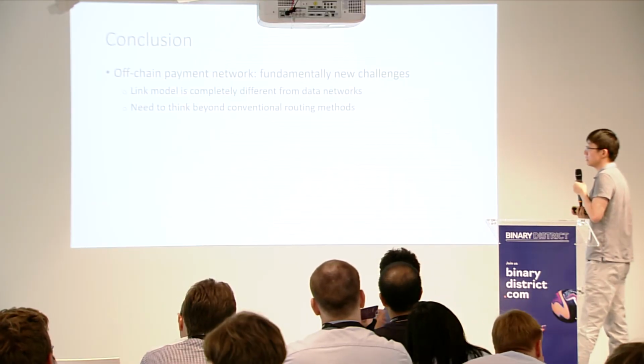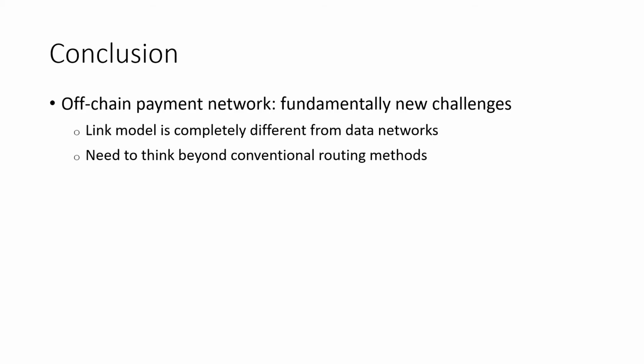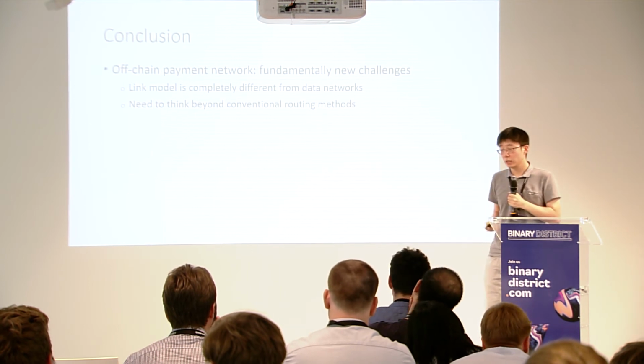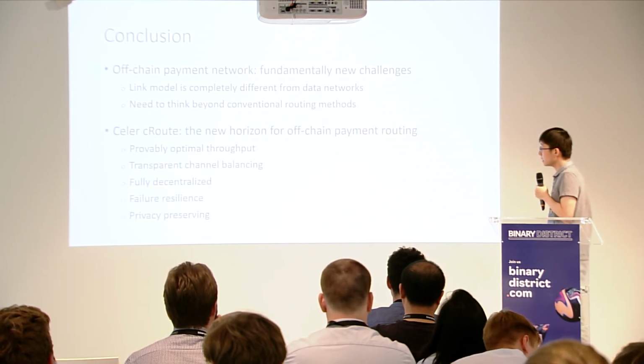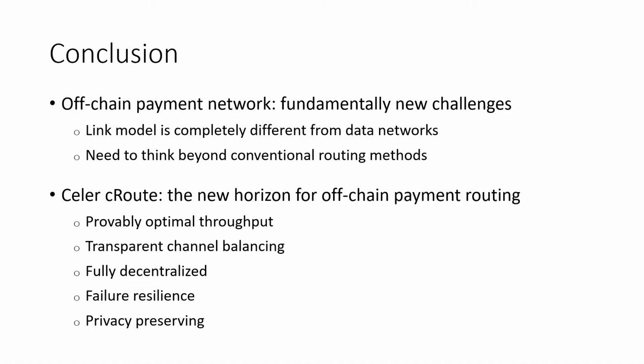So in conclusion, I want to re-emphasize that off-chain payment networks actually have fundamentally new challenges. It's because the link model is completely different from the data network. So we need to think beyond the conventional routing protocols that people have studied for decades for wired data networks. So Celer Network proposed a new perspective with optimal throughput, transparent channel balancing, fully decentralized, failure resilience, and privacy preserving. Of course, this is not the end of this work.